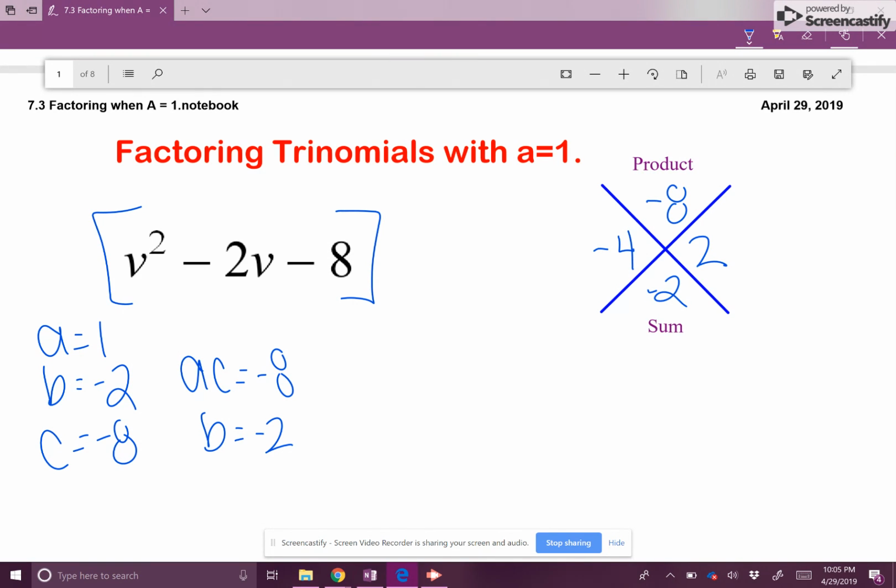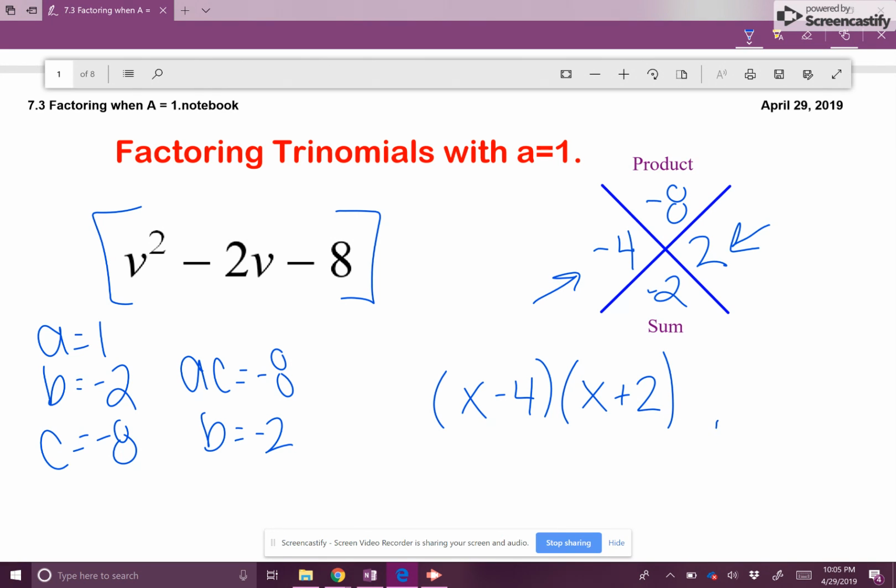If you struggle to figure out which one is positive and which one is negative, just remember that the sum in this case was negative, so you know your negative number has to be a little bit larger. As far as the product being a negative number, anytime that happens, you know your two factors have to be opposite signs, because the only way to get a negative product is if you have a negative being multiplied by a positive number. So your final answer of factoring this trinomial would be x minus 4 times x plus 2.